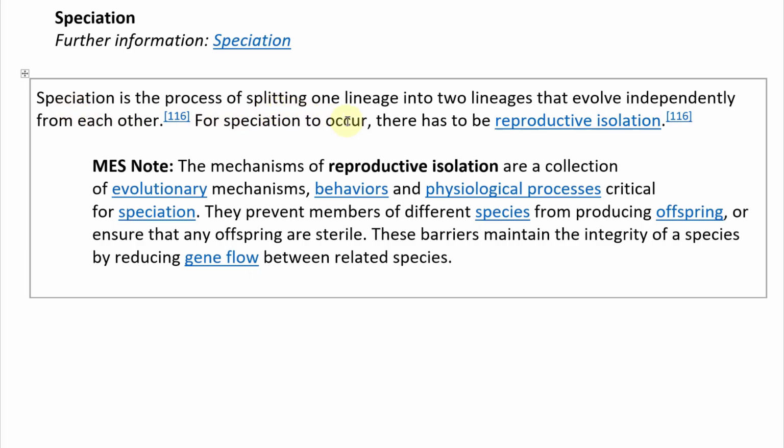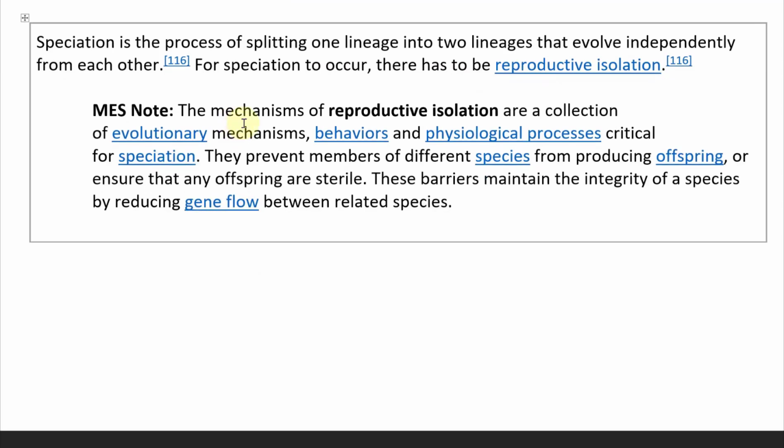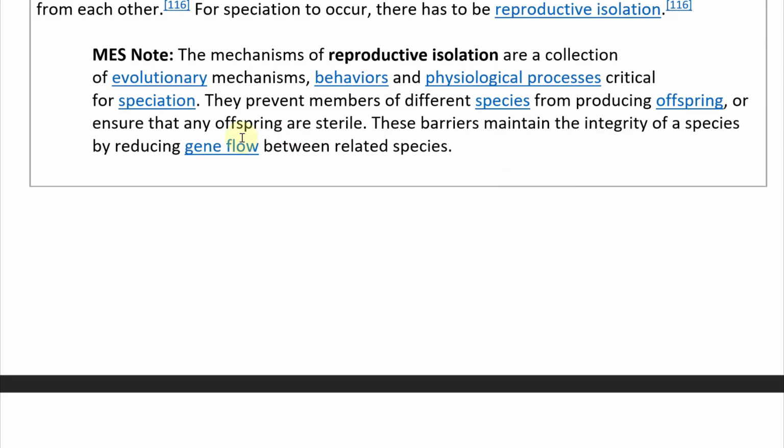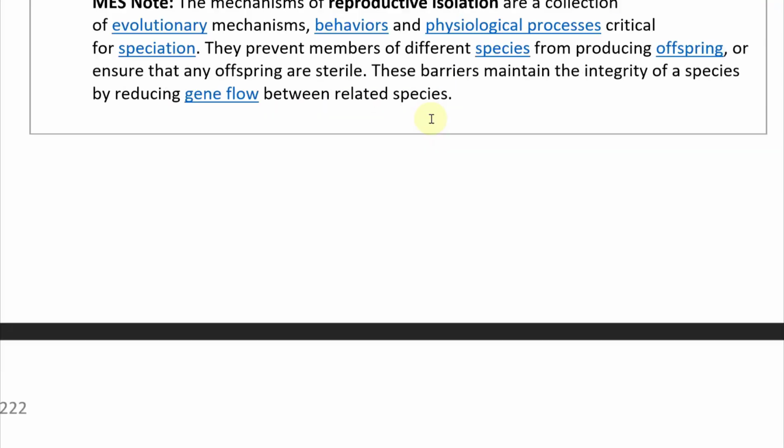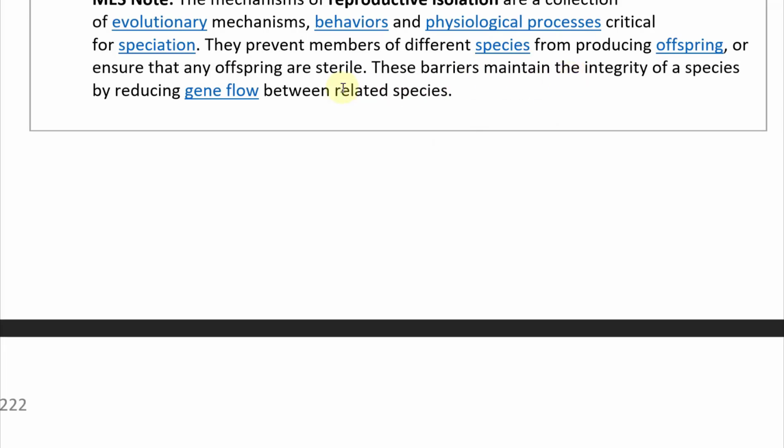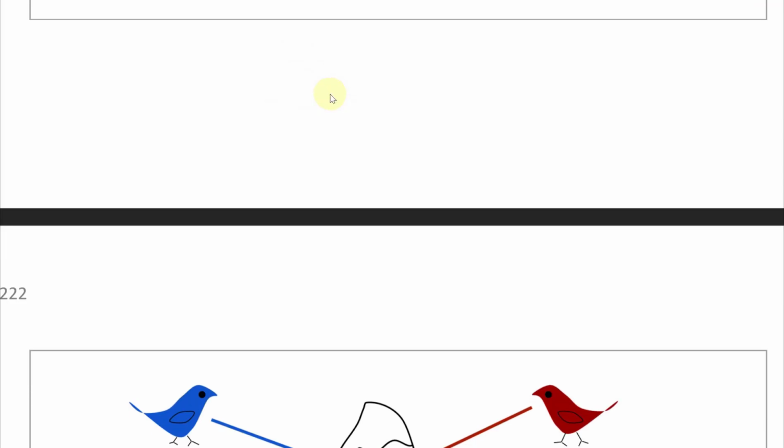For speciation to occur, there has to be reproductive isolation. And just note, the mechanisms of reproductive isolation are a collection of evolutionary mechanisms, behaviors, and physiological processes critical for speciation. They prevent members of different species from producing offspring or ensure that any offspring are sterile. These barriers maintain the integrity of a species by reducing gene flow between related species.